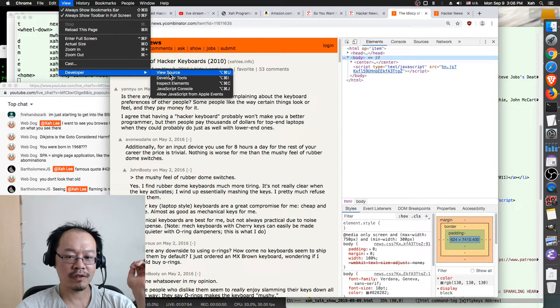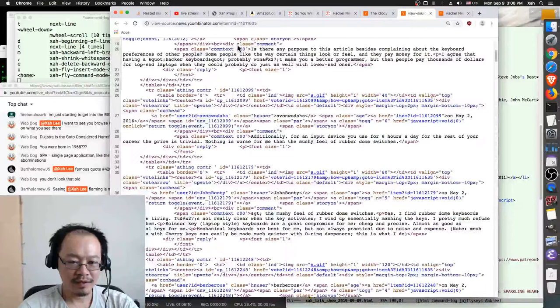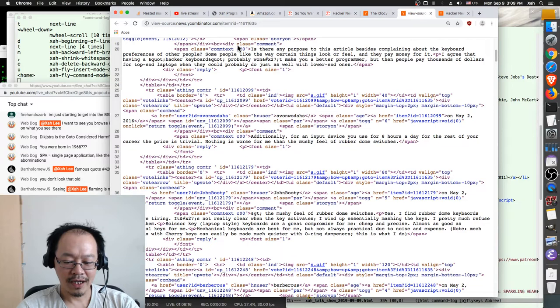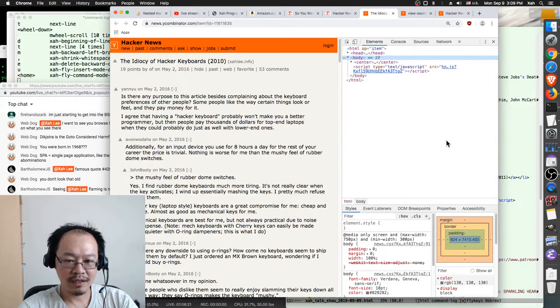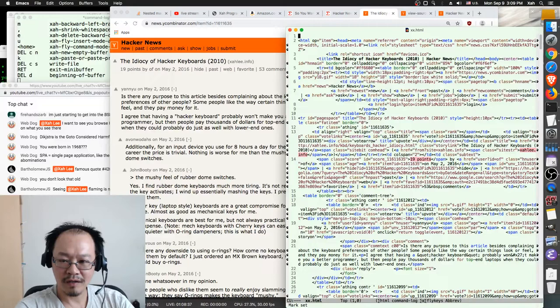So if you look at the source code of Hacker News. Oh, they improved. Okay, let's copy the whole page. Copy it. Wait, what year is this? This is 2016. So open a new buffer, paste it, save it as xx.html, and let's look at the code.